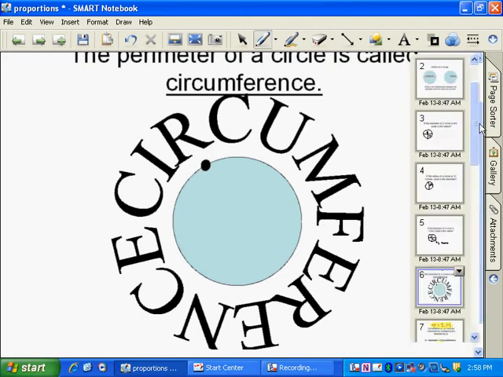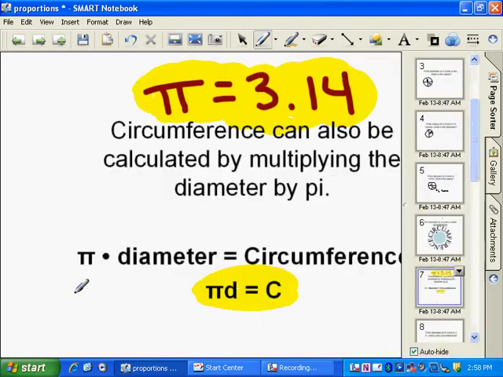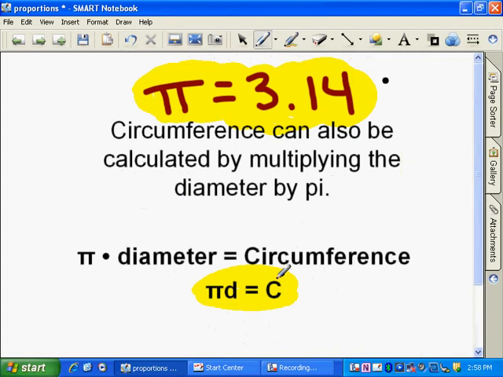that length would be the distance all the way around the edge of the circle, or the circumference of the circle. And there's actually a formula that we can use here, and that formula is that circumference is equal to pi times diameter. What that means is, any circle that you're given, it doesn't matter how small or how large that circle is, if you measure the diameter of the circle and multiply it by pi, which is 3.14 rounded, you will get the circumference of that circle.